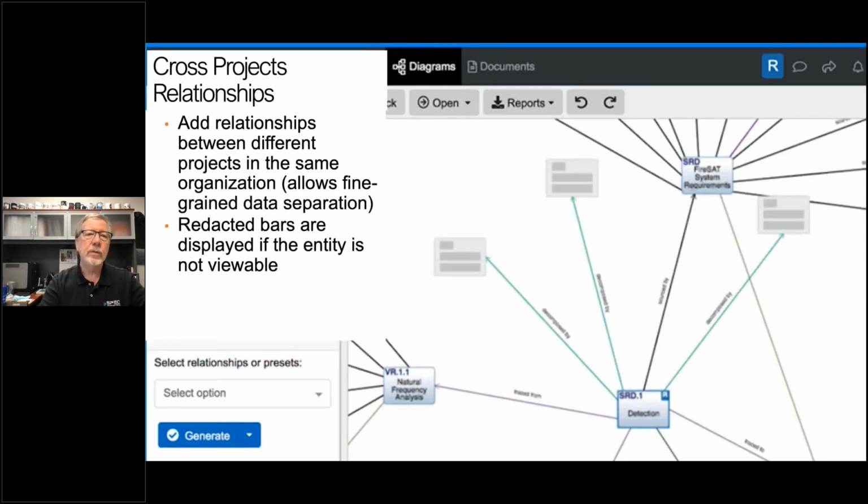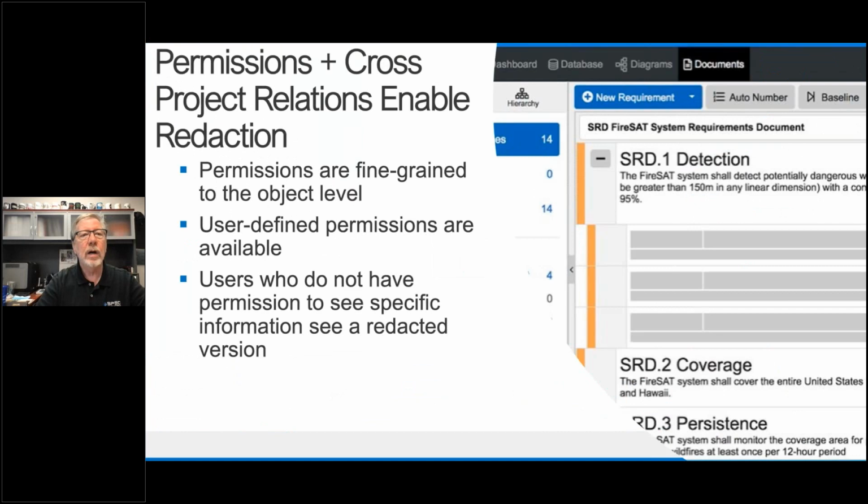Another key feature of the tool is cross-project relationships. Within the organizational sandbox that you have, security sandbox, you can have projects talk to each other and share data. So that lets you have different people work independently, but then bring it together into a master project. And with that cross-project relations and the permissions, if for some reason somebody doesn't have access, or you don't want them to have access to that information in the master project, they would see redaction bars.